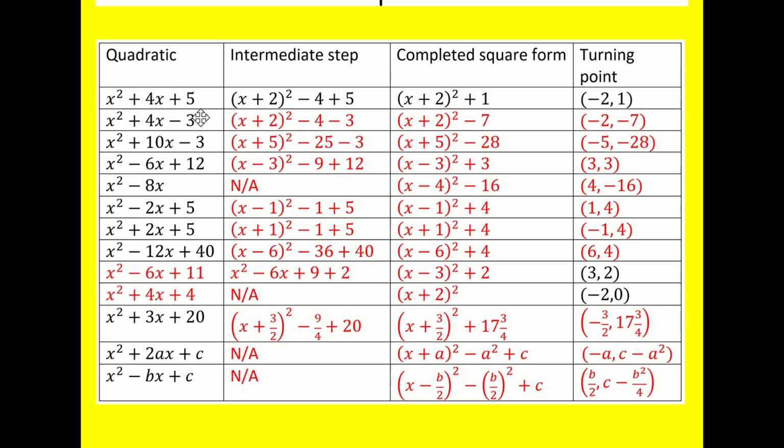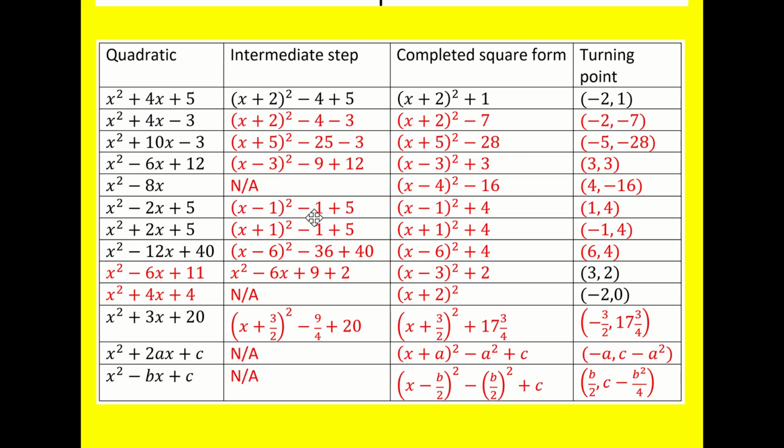So, just going to talk through them, I think. Very similar for the second one, it's just instead of adding 5, we're minusing 3. We get a different turning point, it's the same x coordinate. Here, halve the 10, we've got 5, you need to minus 25, still minus the 3. These are very similar to the ones done in the examples, so I'm not going to talk about them briefly. x squared minus 8x is back to like we did at the start. There is no intermediate step. We just go straight to completed square form.